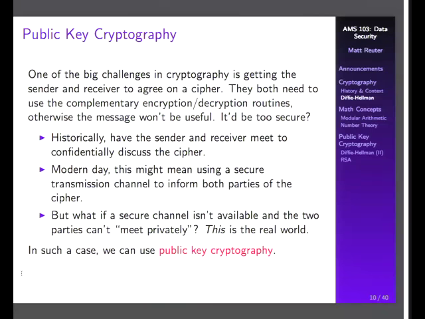Okay. So as we've said, the big challenge is getting everyone to agree, because they have to use the same cipher, the complementary encryption and decryption routines, to get the messages, otherwise they're not useful. If we didn't agree on the same decryption and encryption routines, maybe our method is too secure, because I encrypt the message, you get it, and can't do anything with it. And so, historically, how might we get people to agree on the cryptosystem? Well, maybe we could send messages, but there's the issue of, what if those messages are intercepted? Okay, well, that's not great.